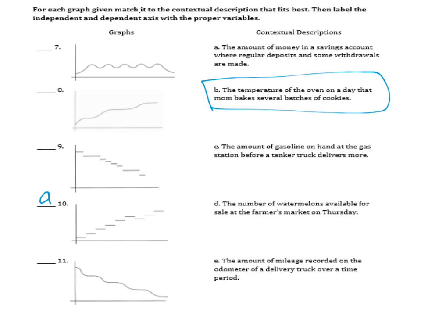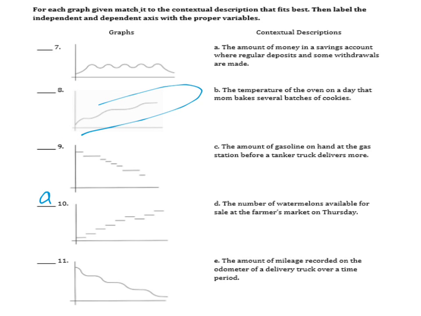Next one, the temperature of the oven on a day that mom bakes several batches of cookies. We put in a pan of cookies, they bake, you take them out, put in another pan. So those are different batches. When you open the oven, the temperature is going to go down, and when you close the oven again, the temperature is going to go back up. So the temperature in the oven is going to be going up and down, a lot similar to our last one. But is the temperature going to keep steadily increasing, or is it going to have this up and down effect? It's going to be the up and down effect here. B is going to be number 7.